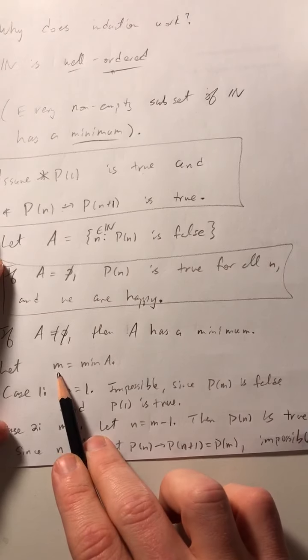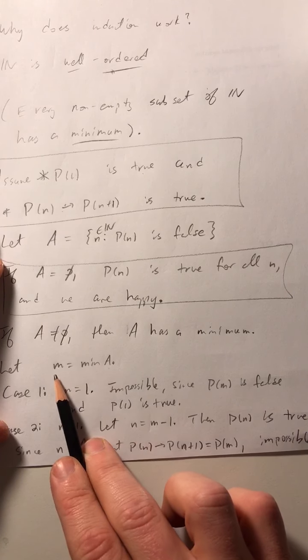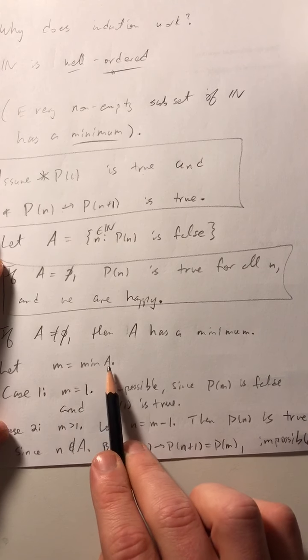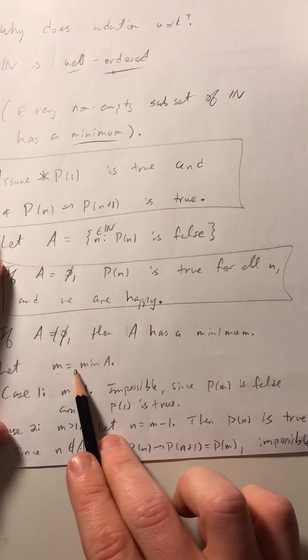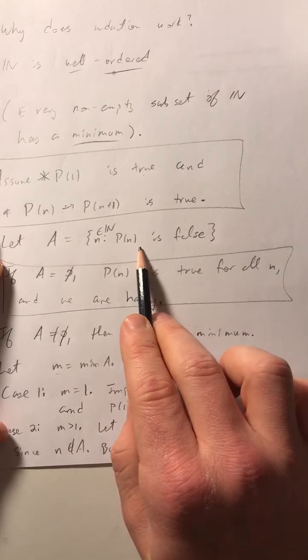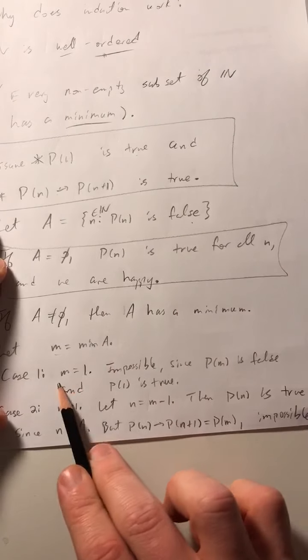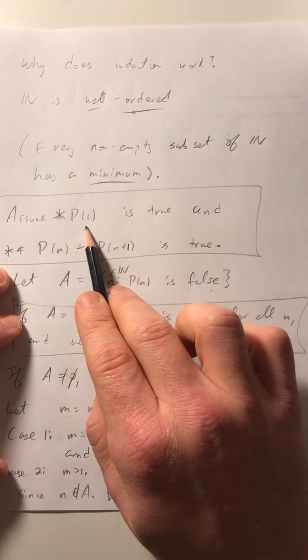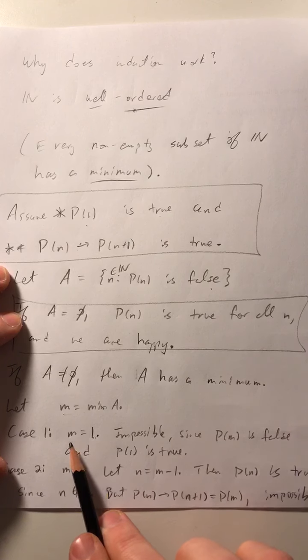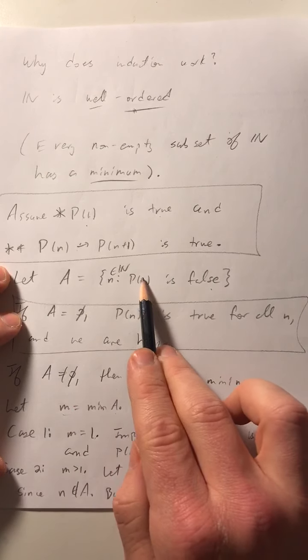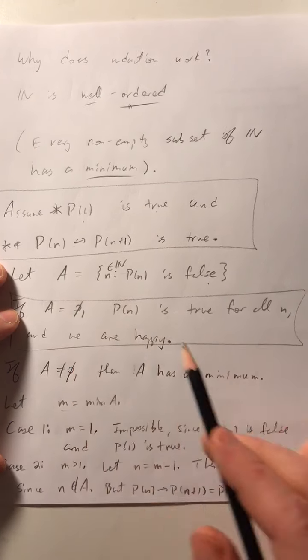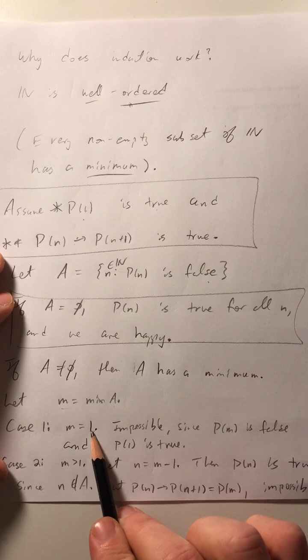Okay? But because M is in A, right? So if M is the minimum of A, then it's a member of A. A is the set of n such that P(n) is false. So M is in A means P(M) is false. Okay? So M can't be 1 because we know P(1) is true. If M is 1, then P(1) would be P(M), which would be false by the definition of A and the fact that M is in A. So M cannot be 1.